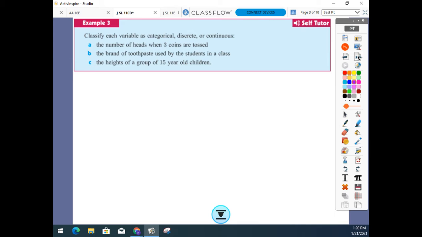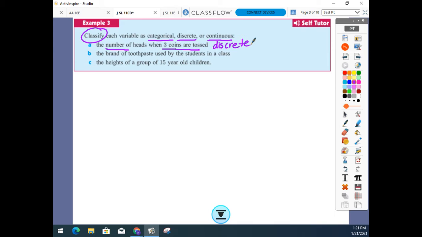All right, so for example, this is just classifying each type. Is it categorical? Is it a number? And is it a discrete number or continuous? So this is the number of heads when 3 coins are tossed. Because that's an exact value, that's a discrete variable.